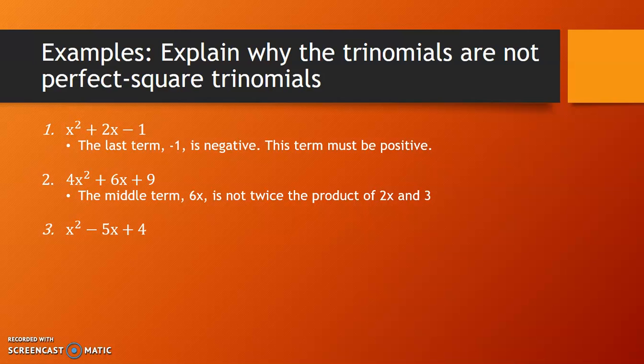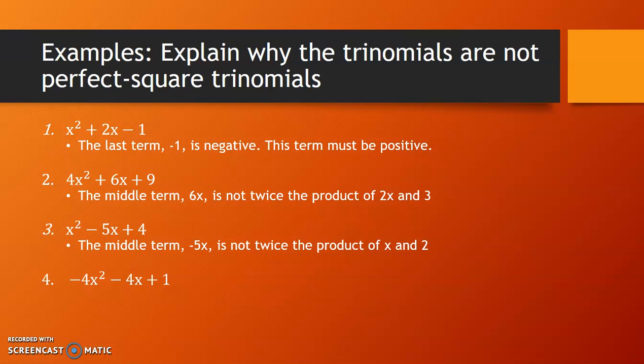X squared minus 5x plus 4, again, that middle term, -5, is not twice the product of x and 2. Twice that should actually be 4x. For this one, -4x squared minus 4x plus 1, I see that negative in front of that 4x squared, that first term. So because that's negative, that means it's a no. That term, remember, has to be positive.